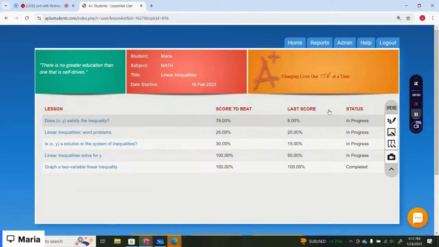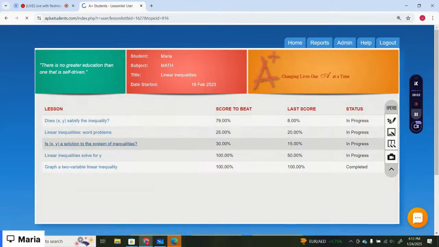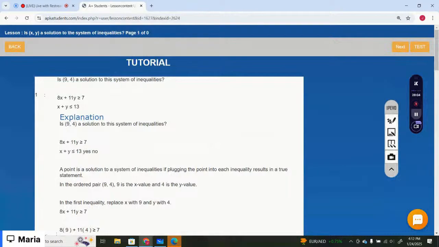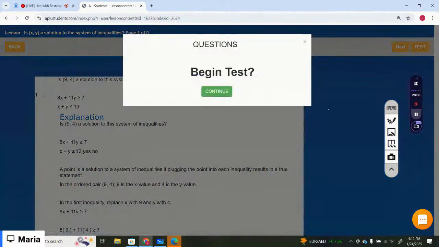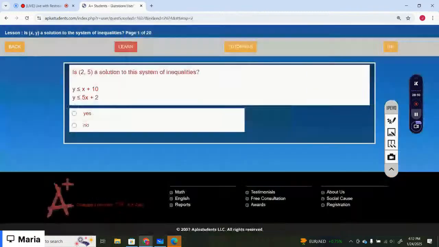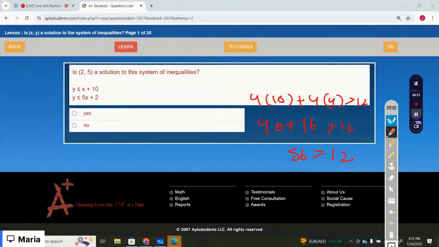Is (x, y) a solution to the system of inequalities? Let's just start with the lesson. That is exactly the same as we just did. So let's just start with the test questions. Is (2, 5) a solution of the system of inequalities? So that is a system of inequalities. If both the conditions are true, then that means yes, that is a solution of the system, right?